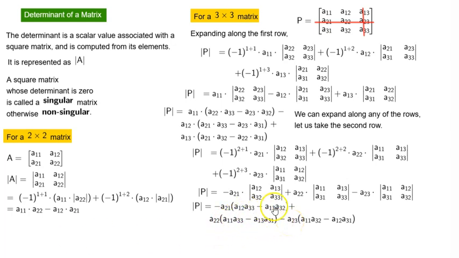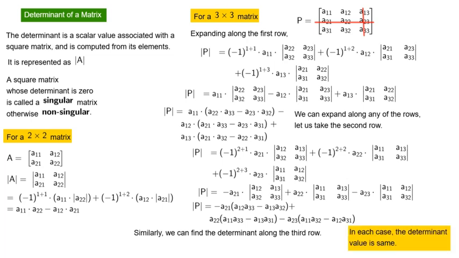Now, if we expand this and expand this and compare them term by term, you will notice that they are equal. Similarly, we can find the determinant along the third row as well. In each case, the determinant value is the same. Note that minus 1 to the power of i plus j defines the sign for each term. Okay, so that was for a 3 by 3 matrix.